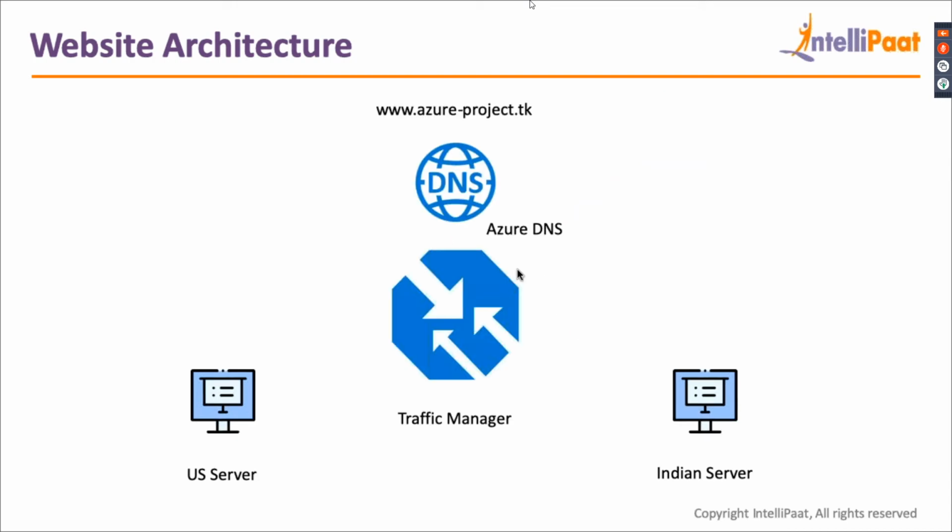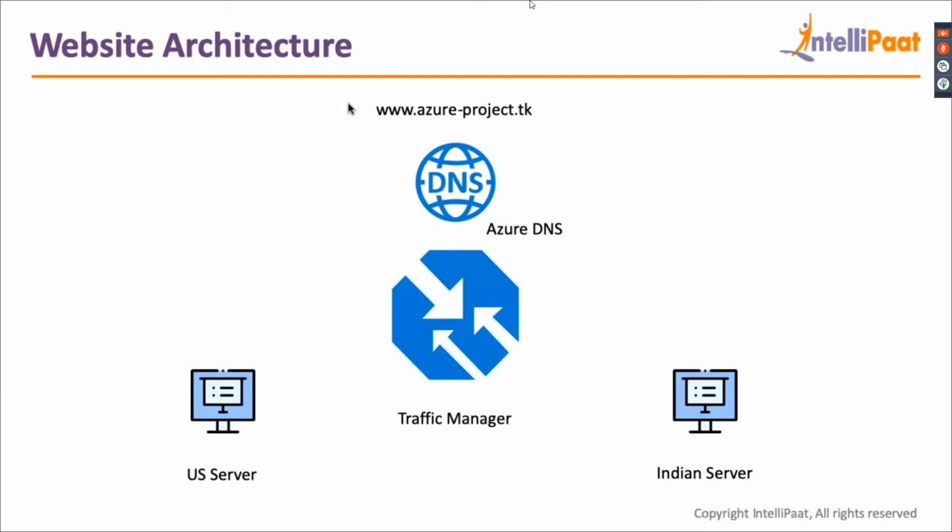So guys, this is the flow of the architecture that we are going to follow. First of all, we will have something called a domain. As you can see on the top, you will find the domain, which is www.azure-project.tk. This domain will be pointing to a traffic manager. Now, traffic manager is a resource which is going to identify from which region this request is coming. Is it coming from the US region or is it coming from the Indian region?